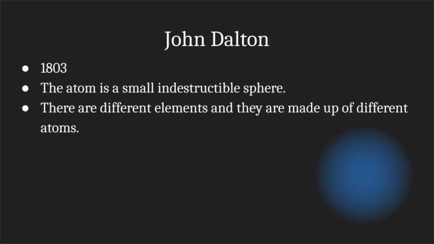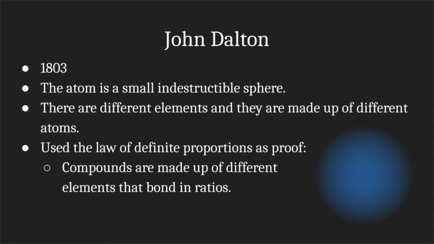Next, we're going to jump to John Dalton in 1803. He proposed that an atom is a small, indestructible sphere, and that there are different elements, and they are made up of different types of atoms. To prove this, he used the law of definite proportions. This stated that compounds are made up of different elements that bond in fixed ratios. For example, water always bonds in H2O. If it bonds as H2O2, we have a different species with different properties.